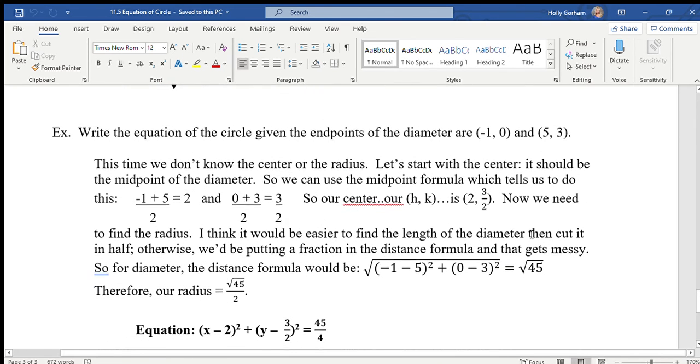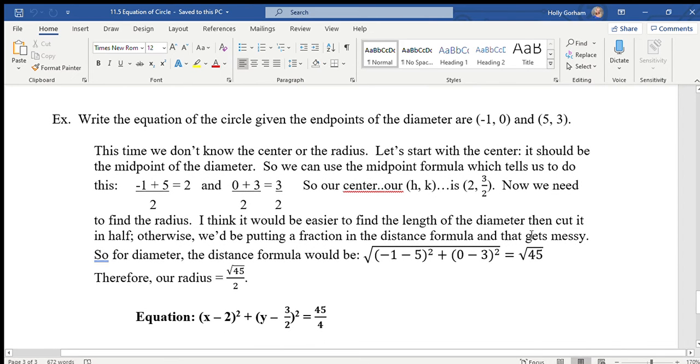To take this even further, now what if you're given a question where it says write the equation of the circle given the endpoints of the diameter as -1, 0 and 5, 3. So now what's happening is you don't even know the center, nor do you know the radius. So let's start by finding the center. The center would be the midpoint of the diameter. So we can use the midpoint formula, again from chapter 1.